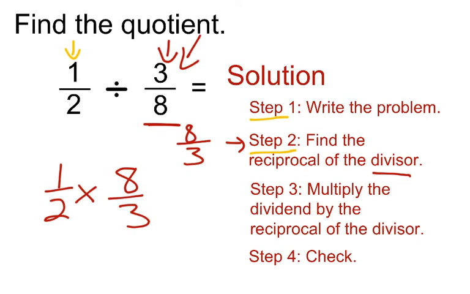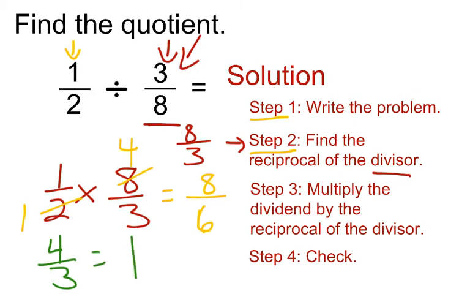So if you want, you can just multiply 1 times 8 and 2 times 3, or you can cross cancel. 2 and 8, both you can factor out a 2, which would give you 4/3, or 1 whole, because there's one group of 3, and a remainder of 1/3.